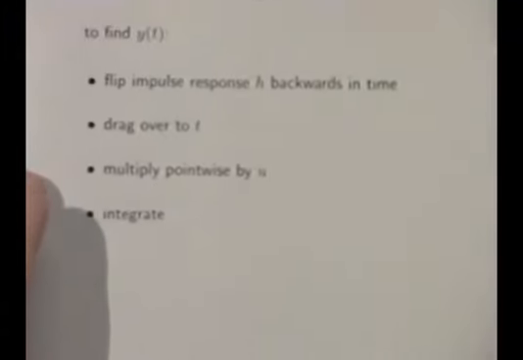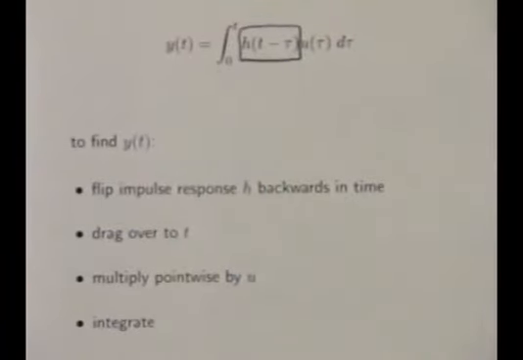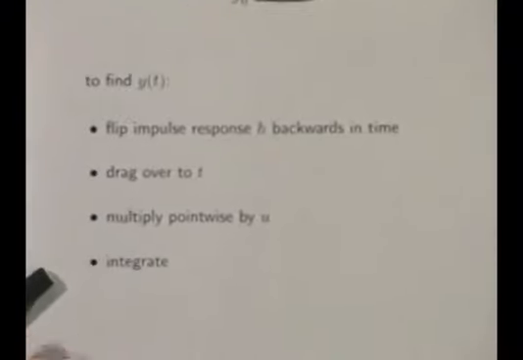Okay, so again, to review the graphical method, the idea is basically you flip the impulse response backwards in time, you drag it over t seconds, multiply pointwise by your input signal and integrate, and that gives you the output. So that's one way to explain this. Okay, so let's look at an example.